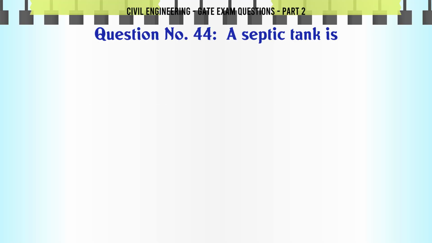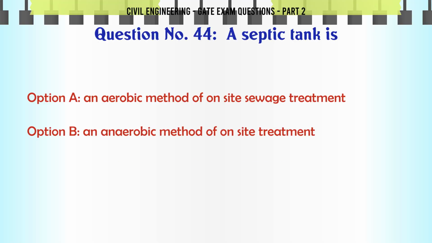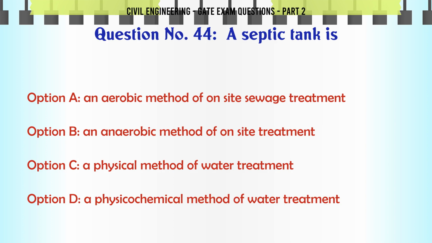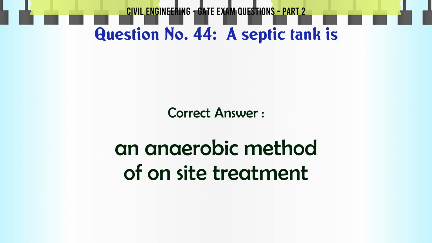A septic tank is A. An aerobic method of on-site sewage treatment. B. An anaerobic method of on-site treatment. C. A physical method of water treatment. D. A physico-chemical method of water treatment. The correct answer is an anaerobic method of on-site treatment.